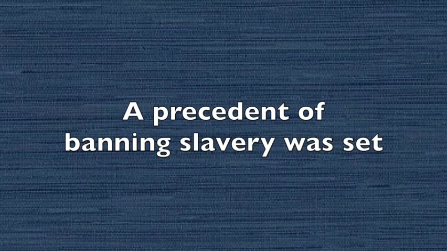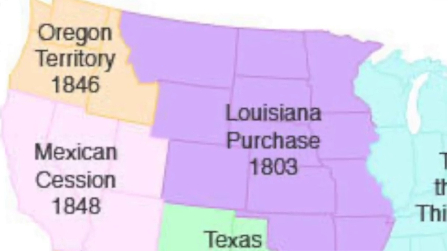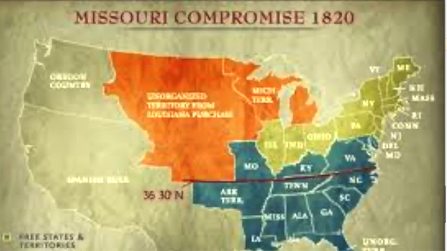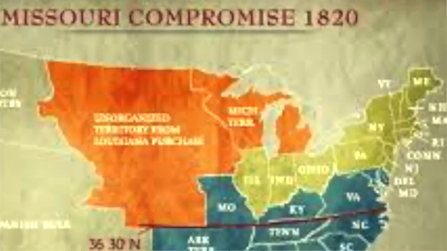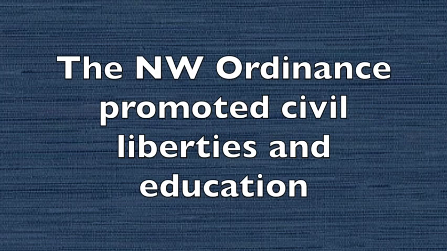The ordinance's ban on slavery in the Northwest Territory set a precedent for future territories, like those from the Louisiana Purchase or the Mexican Cession would have to wrestle with. This geographic divide between free and slave regions foreshadowed the Missouri Compromise in 1820 and later the fierce debate leading to the Civil War. But it wasn't all tension and division.